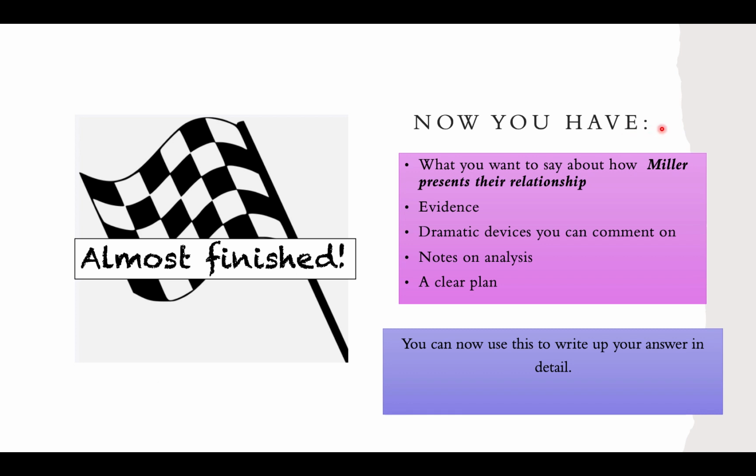So now you have what you want to say about how Miller presents their relationship. You have the evidence for point 1. Obviously you would carry that on and do the same for point 2 and point 3. We've gone through and thought about the dramatic devices that we can comment on. We've got some notes on analysis in terms of dramatic devices, but also language as well, so the imagery or the word choice. And we have a clear plan. Now you can use this to write your answer in detail.